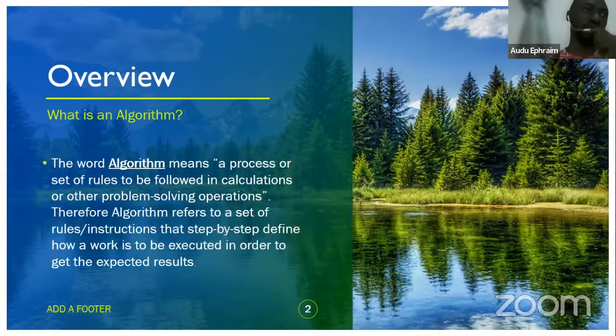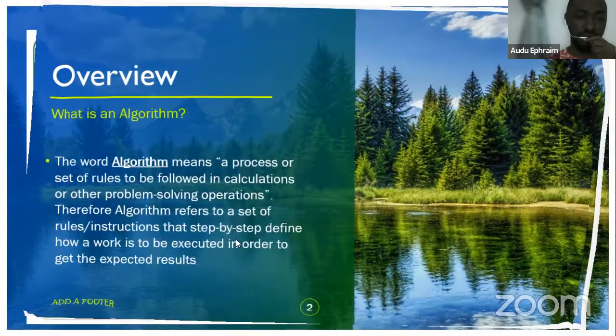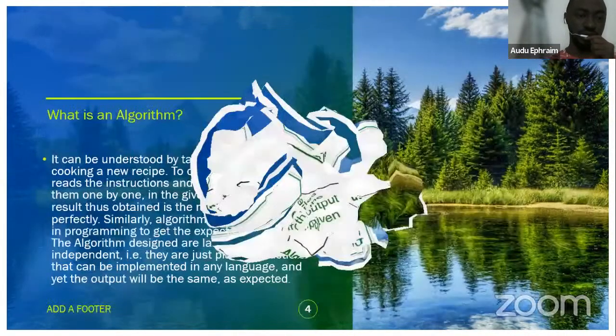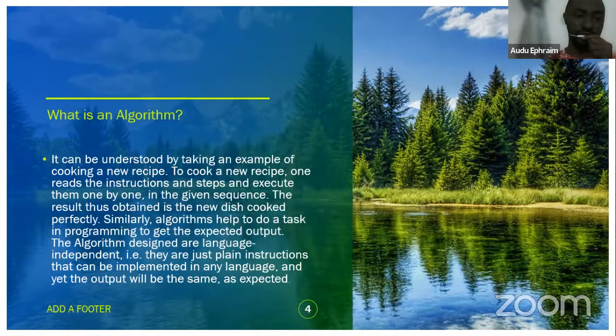So an algorithm basically is a particular process, a step-by-step process in executing a particular task, so you get an expected output. This is just a block diagram of how an algorithm works. It takes in input, then this set of rules or instructions are applied to that input and processed, and then you get the particular output you are supposed to get. Moving on. It can be understood by taking an example of cooking a new recipe. To cook a new recipe, one reads the instructions and steps and executes them one by one in a given sequence. The result thus obtained is a new dish cooked perfectly. Similarly, algorithms help to do a task in programming to get the expected output.